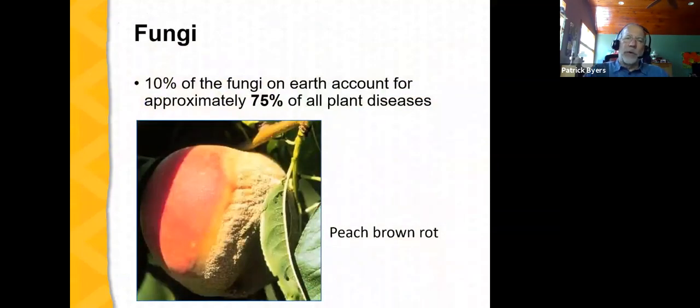So again, just to reiterate, not all fungi are bad. In fact, the majority of fungi are neutral or even beneficial. It's only about 10% of the fungi that account for the majority of plant diseases. This picture here shows an example of a particularly significant one, which is peach brown rot. It's caused by a fungus with the generic name of Monilinia.